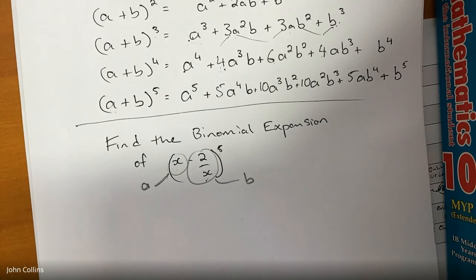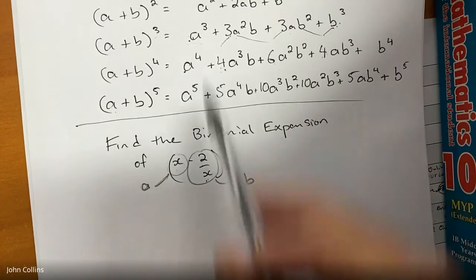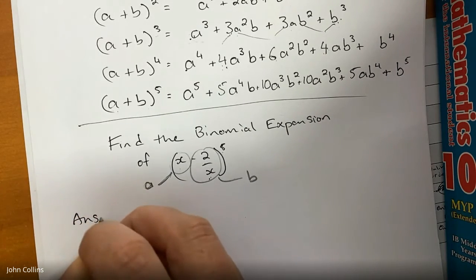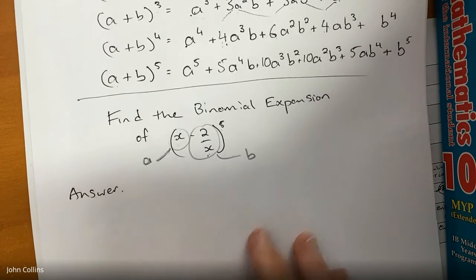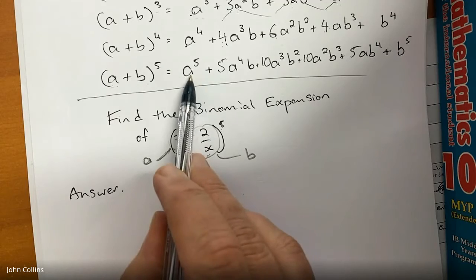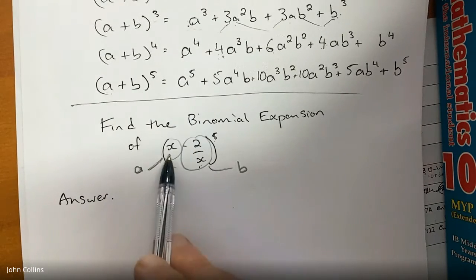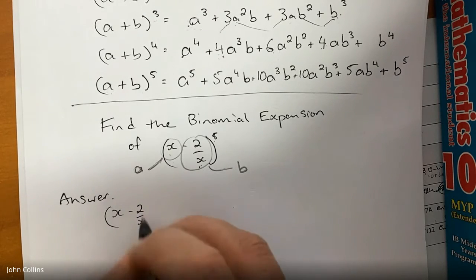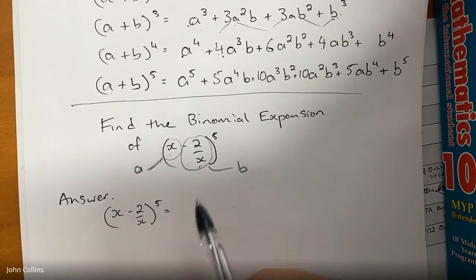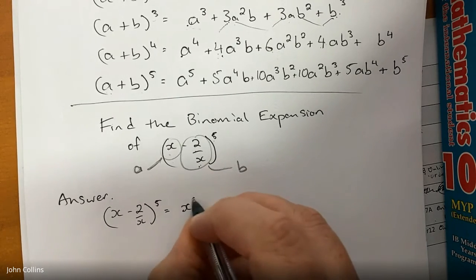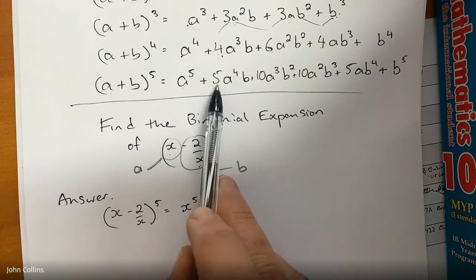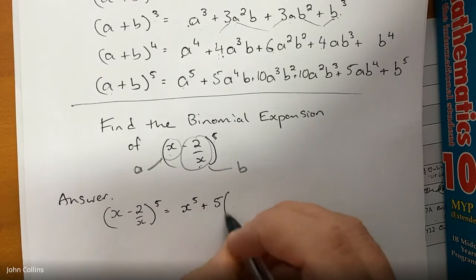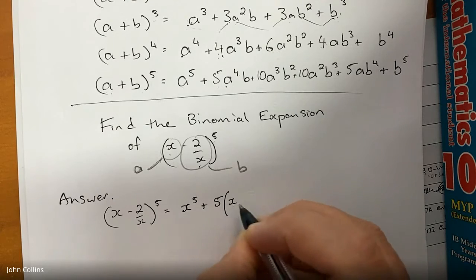That's all I need to do with these binomial expansions. Once I know the general one, I can just replace a and b. So let's get to that. So the first one is going to be a to the 5. So a is now x, so it's going to be x to the power 5. I'm just going to write what I am expanding again. This is my expansion. I'm going to use the general. The next term is 5, so plus 5 times a to the power 4, which is going to be x to the power 4.